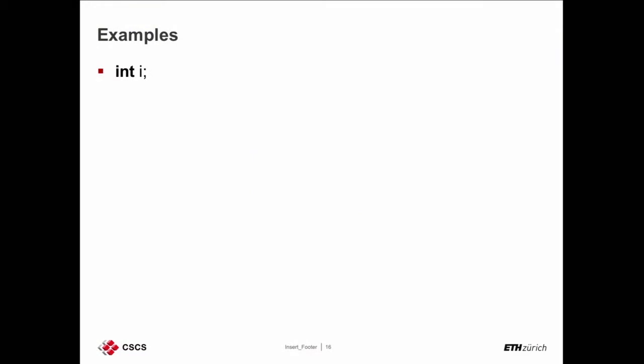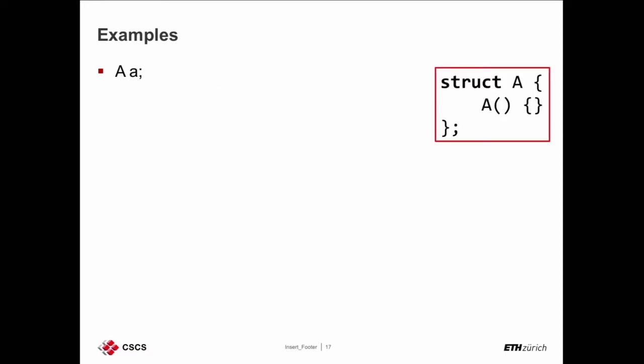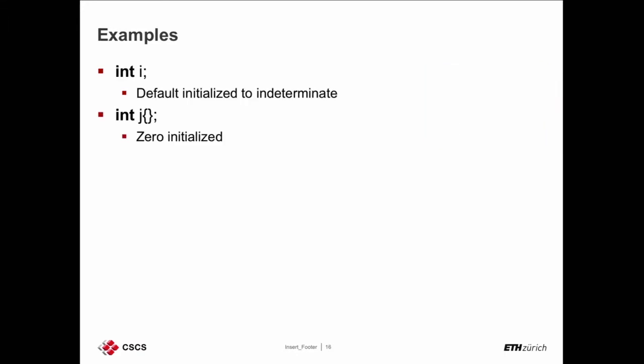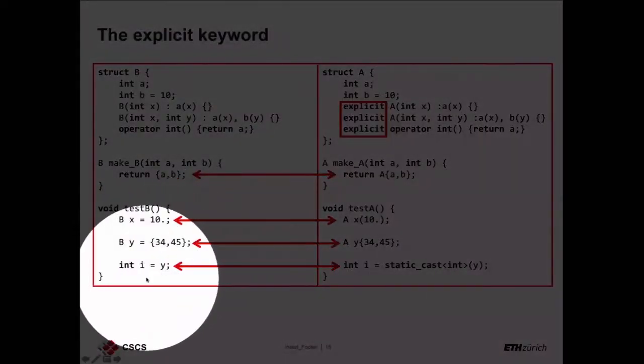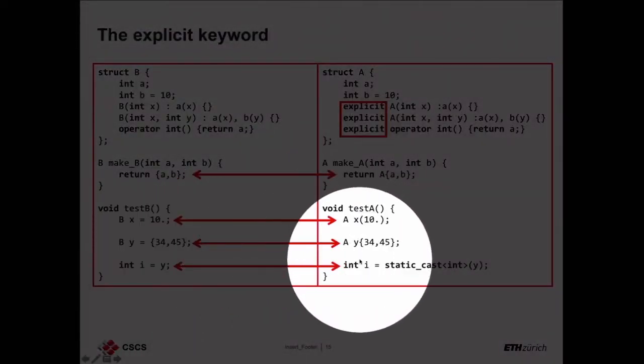So what is the value of i? Indeterminate. This one is zero initialization. It goes to 0. But if I have this, default construction of A, yeah? I have some questions about the example that you just put now with the operator, the parentheses. I can also call it using curly braces. Yeah, also here actually.